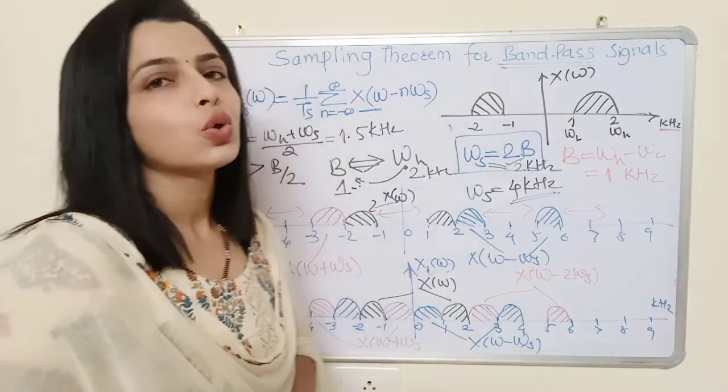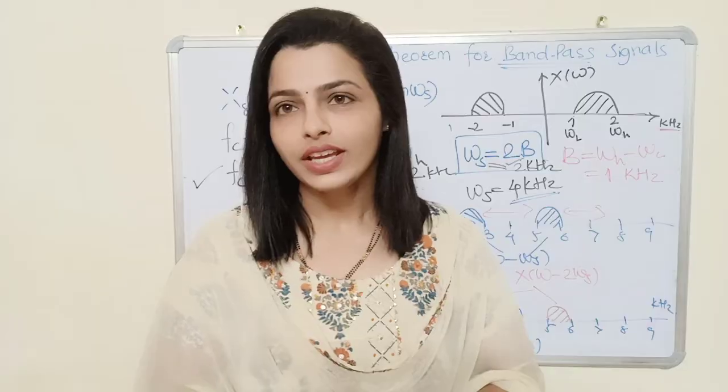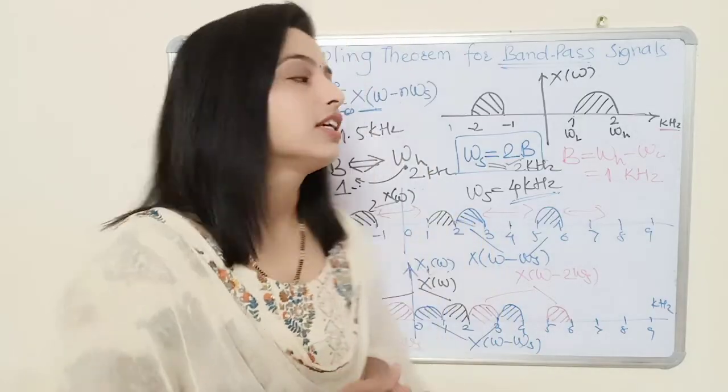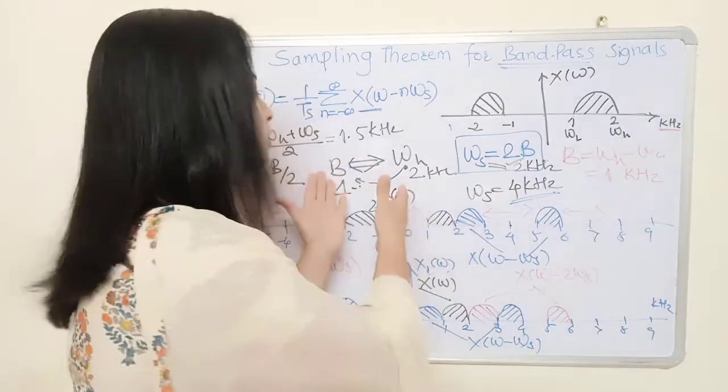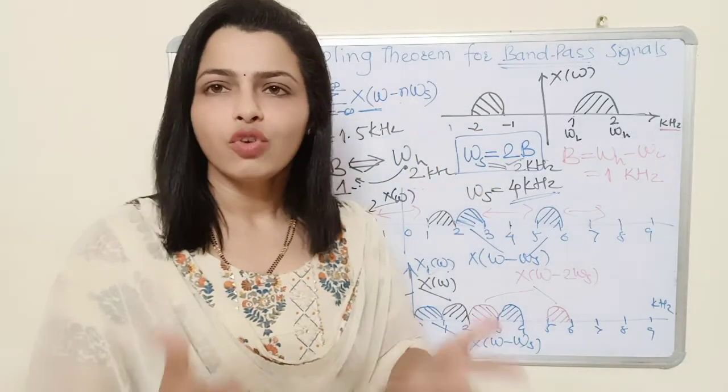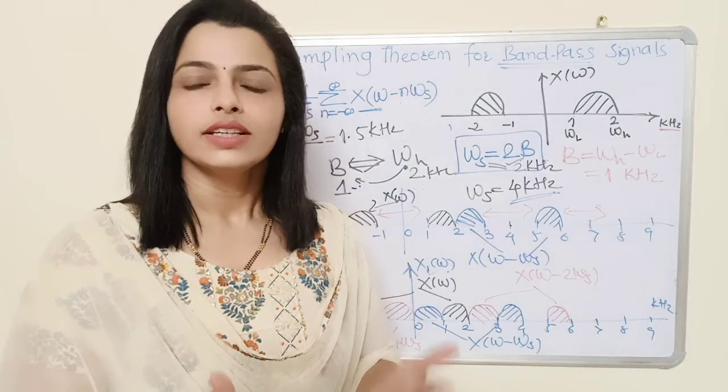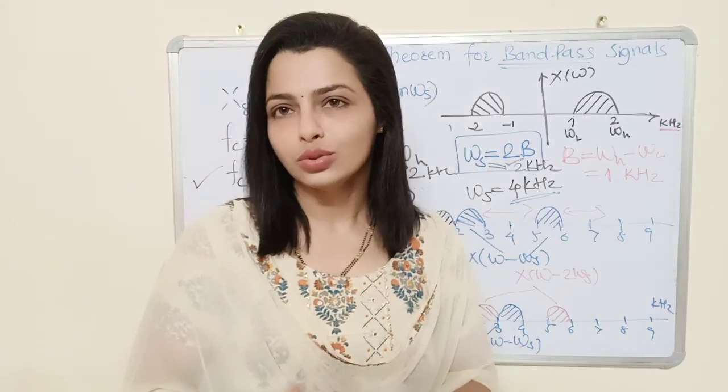Okay, so this is for today. In the next lecture, we'll see what we can do if this bandwidth and higher frequency relationship is not being followed. Is there some other criteria to do that?